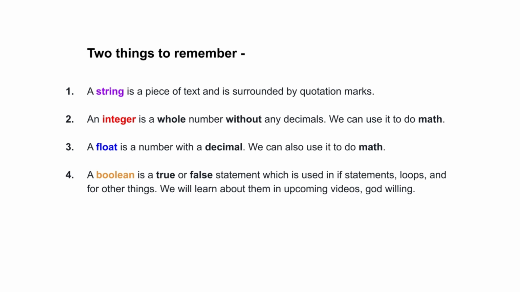An integer is a whole number without any decimals. We can use it to do math. A float is a number with a decimal. We can also use it to do math. A Boolean is a true or false statement which is used in if statements, loops, and for other things. We will learn about them in upcoming videos, God willing.